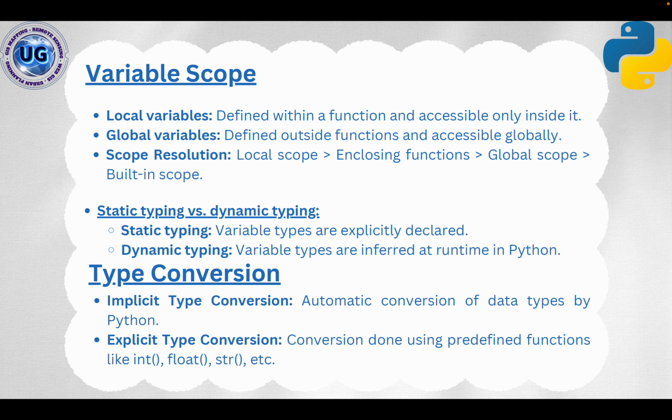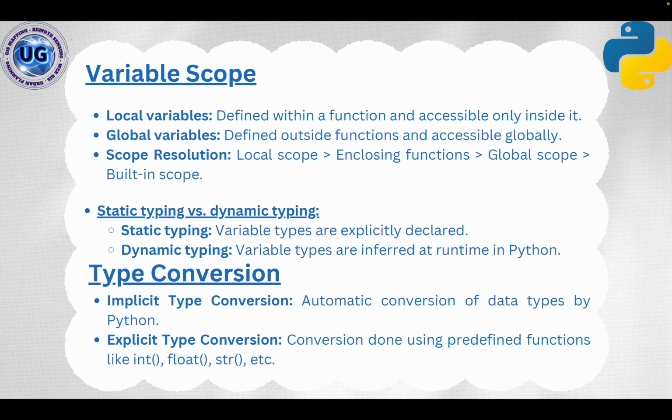What is static and dynamic typing? In static typing, variable types are explicitly declared, and in dynamic typing, variable types are inferred at runtime, as in Python. So in static typing the type cannot be changed, and in dynamic typing it can be changed during runtime also.